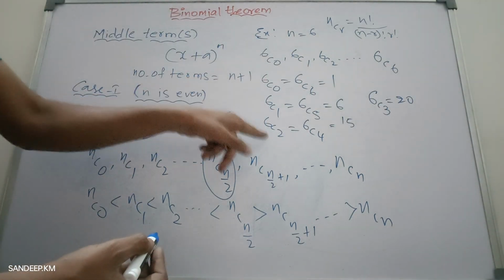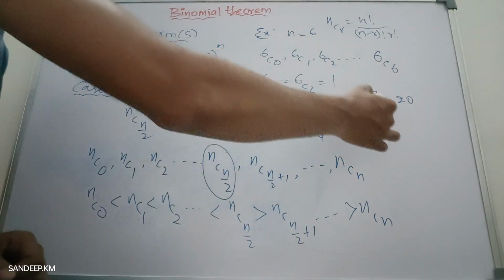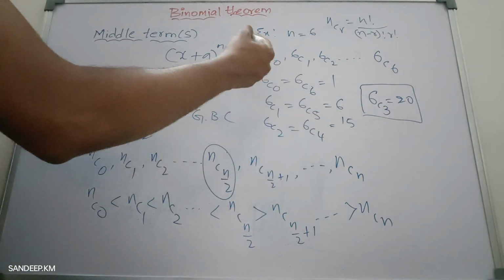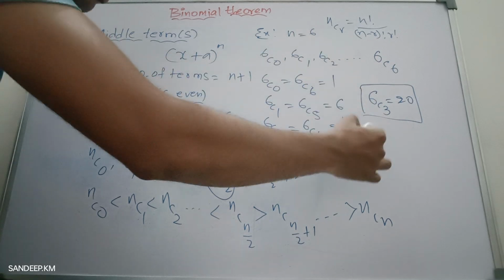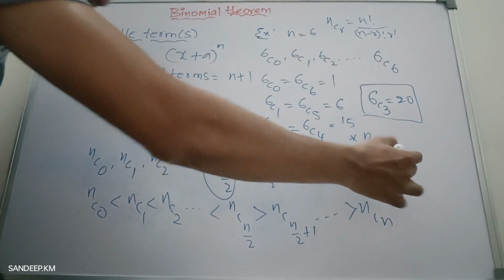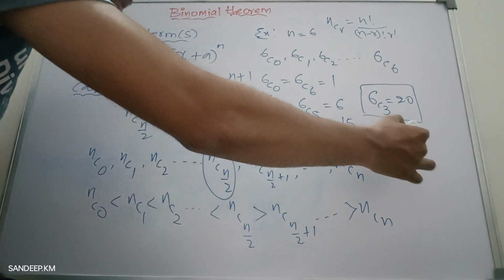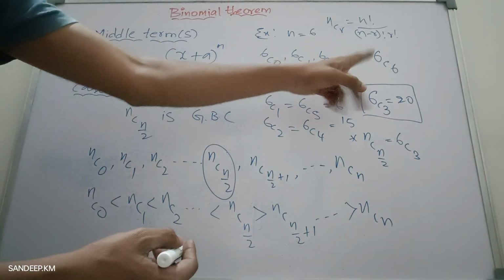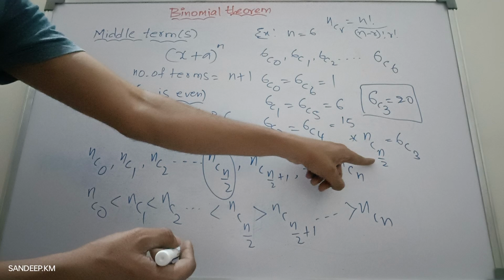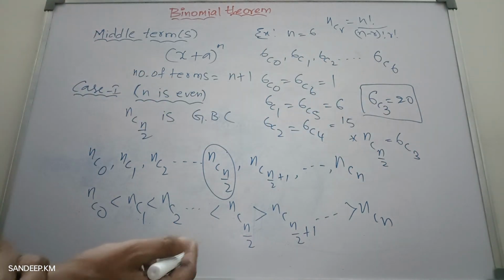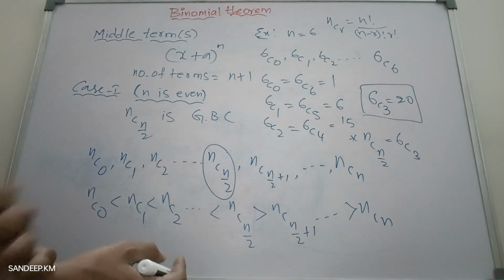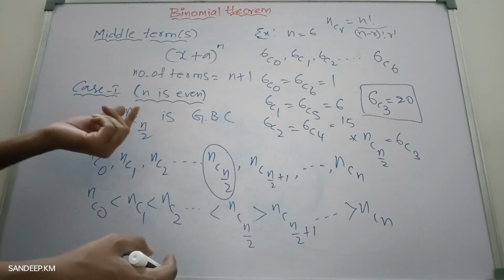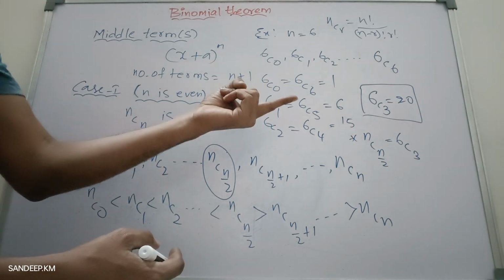So out of all these binomial coefficients, which is the greatest? 6C3 is greatest. And 6C3 is nothing but what? nC(n/2) only in this case. nC(n/2) means what? nC(n/2) means 6C(6/2), that means 6C3. So out of all these binomial coefficients, nC(n/2), which means 6C3, is the greatest. Okay, so in case where n is even, we discussed what is the middle term, and at the same time we have also seen what is the greatest binomial coefficient.